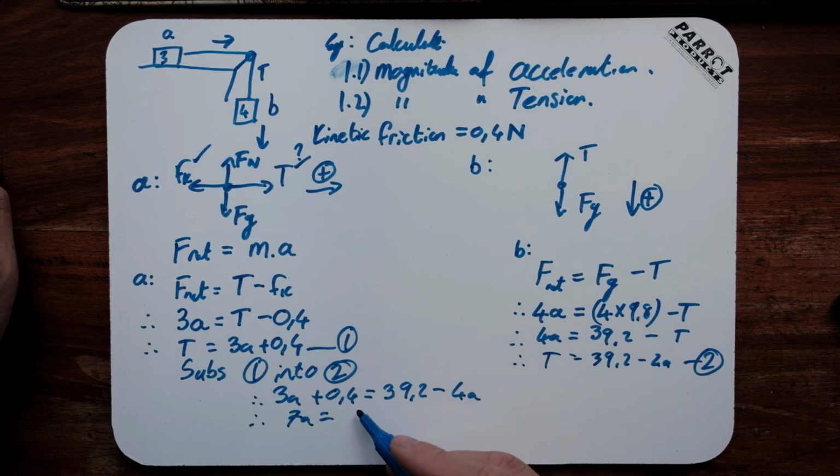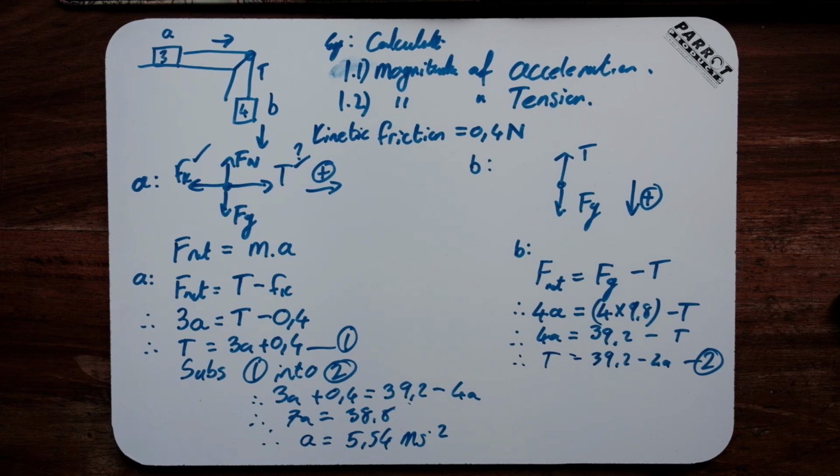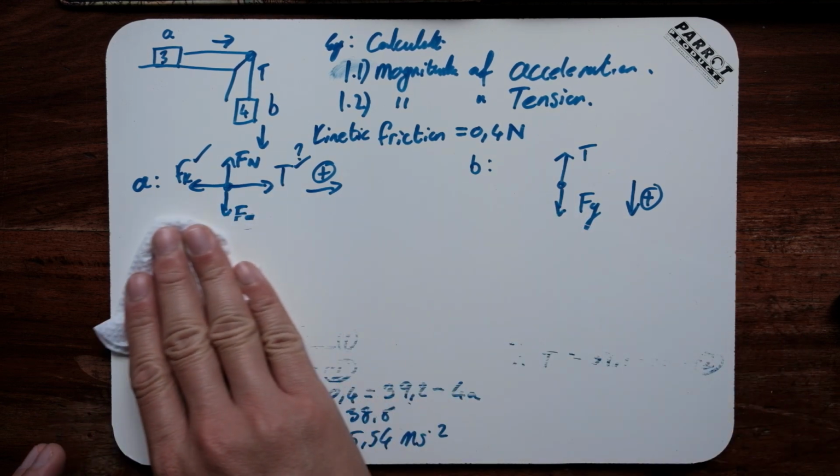7A is equal to 38.8 newtons. We don't really need to put the unit in. So then our final answer is A is 5.54 meters per second squared. Right. Now I don't need to give a direction because I have asked you to just give me magnitude. Okay, now to finish up this problem, we would have to look for tension.